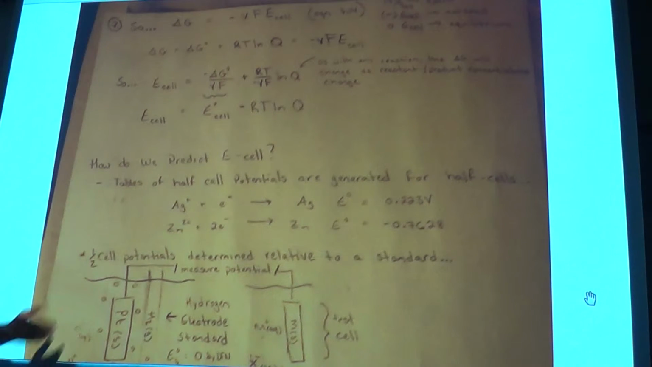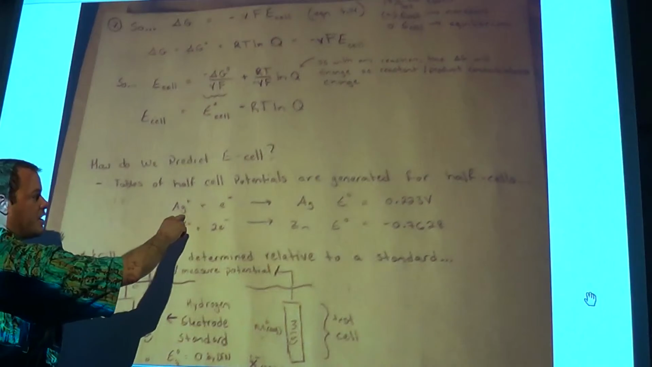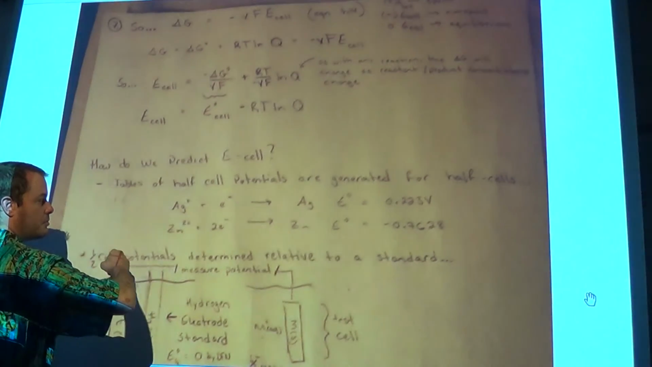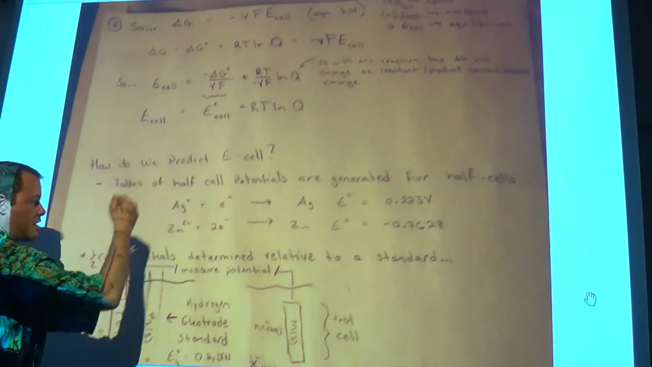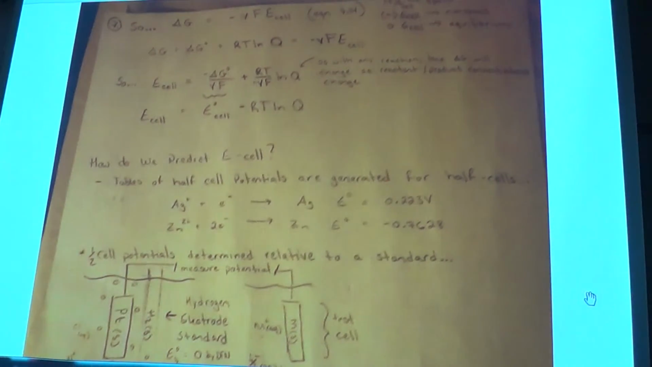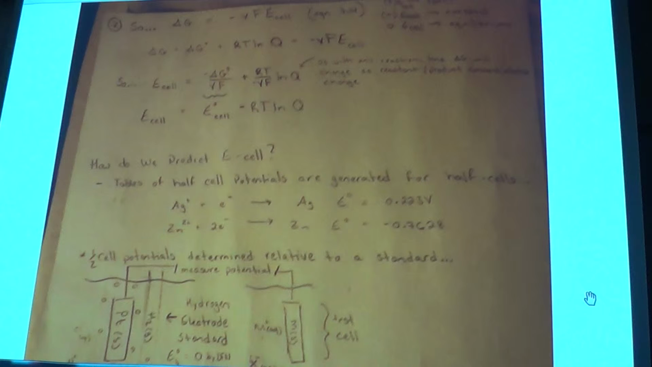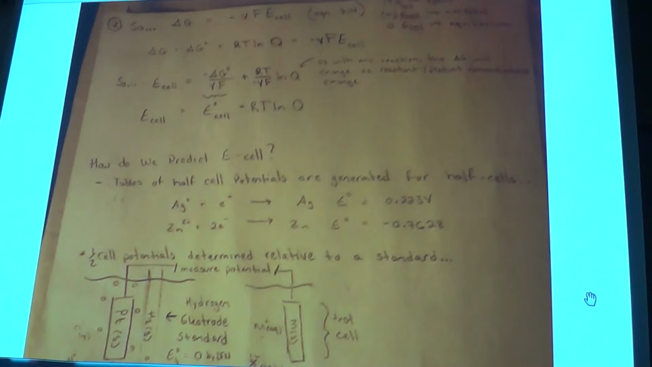Half cells are these guys that you're familiar with: Ag plus electrons forming solid silver, and zinc plus electrons moving on to form zinc. It's difficult to measure those energy changes because you have to have another electrode to hold the electrons over to. You have to measure the potential between the two electrodes, and so you can never just measure one half cell potential at a time.